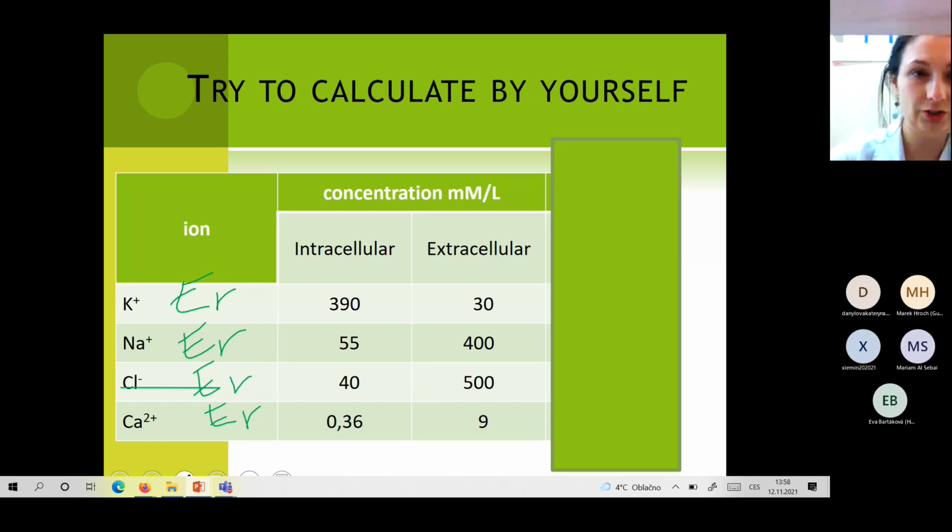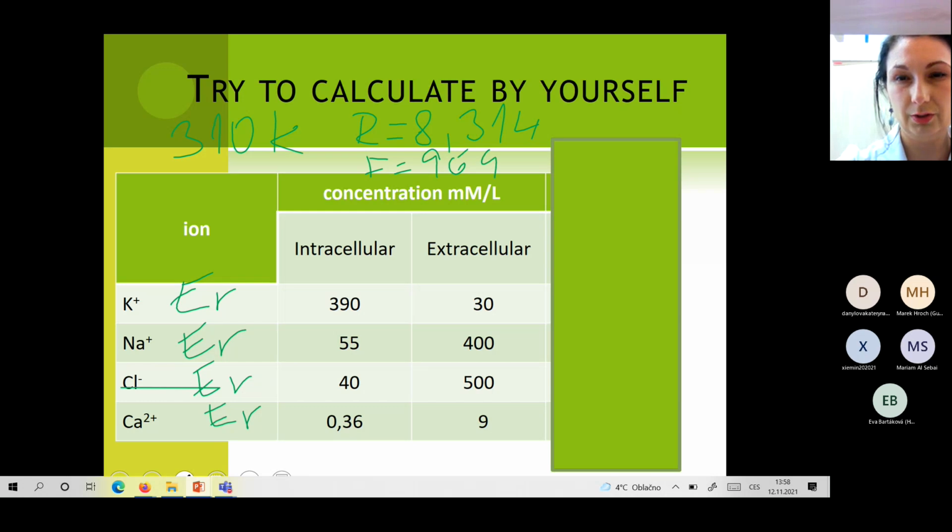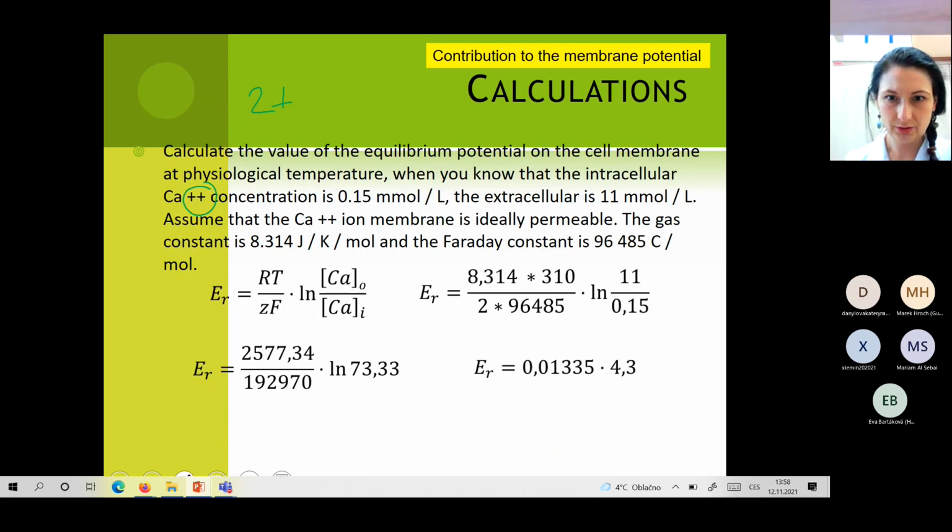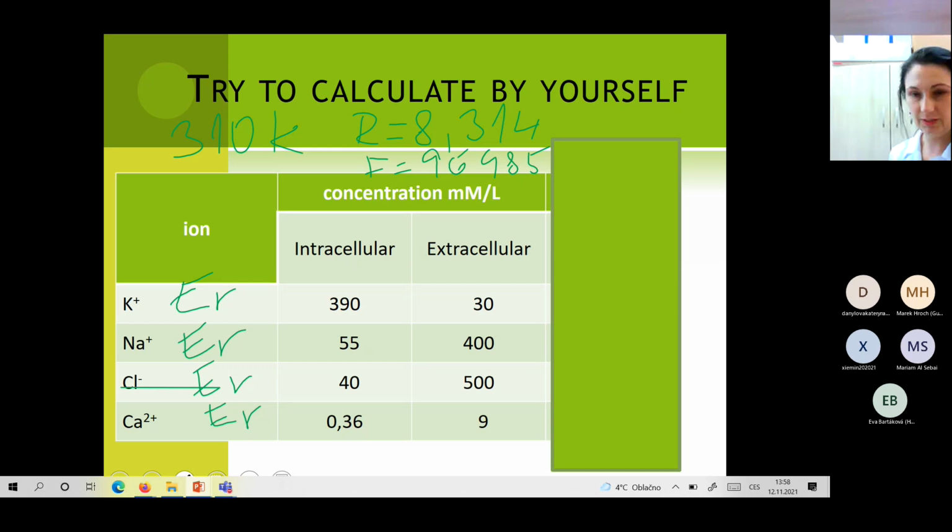The temperature is the same one, 310 kelvins. The gas constant you have from previous cases, so it's 8.3. Faraday constant is 96, something like that. I hope so. So just maybe look at the notes. I will just check it. Yes, good. Okay, so 5 minutes or 7.